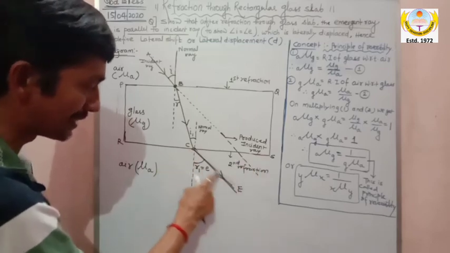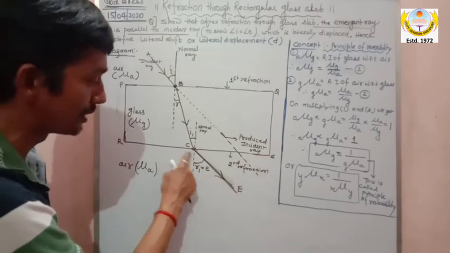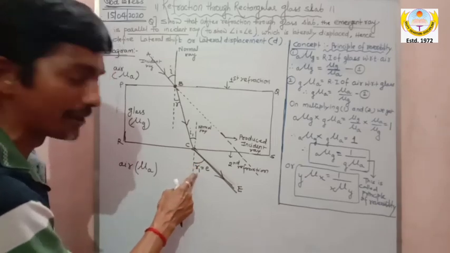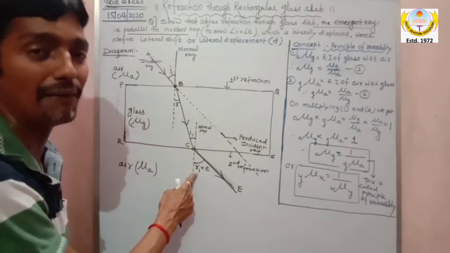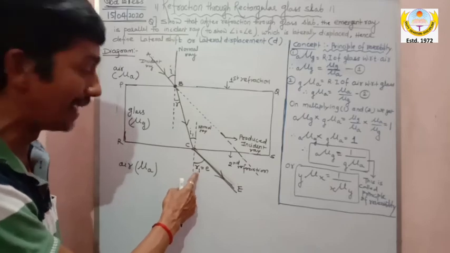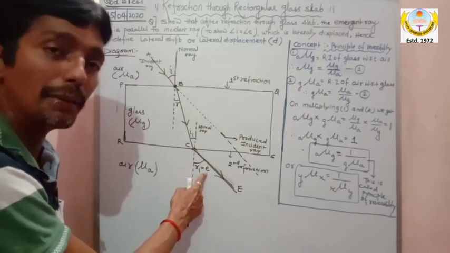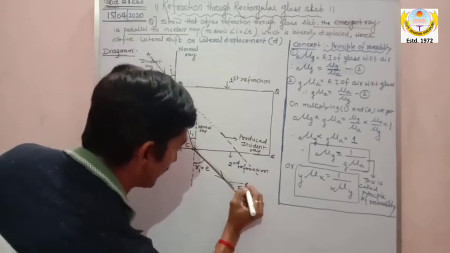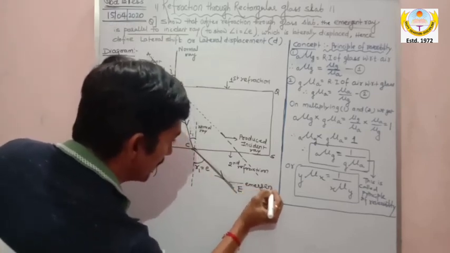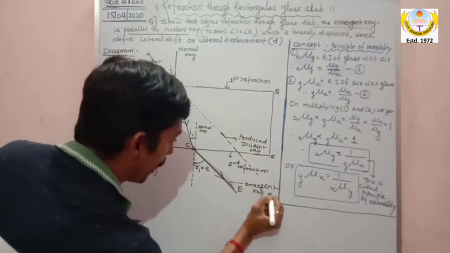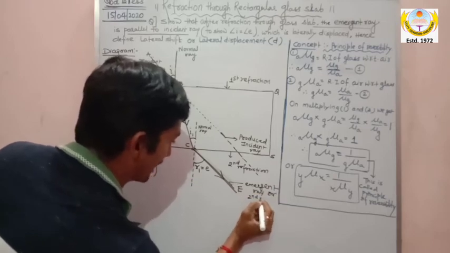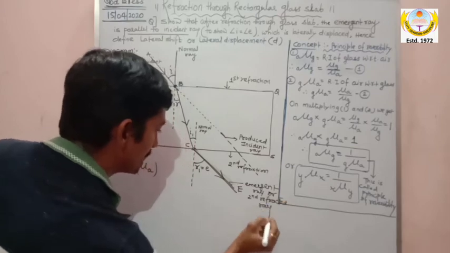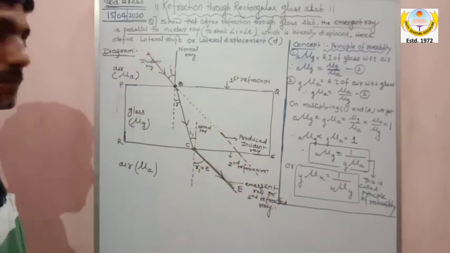RS. This is the second refracted ray, that is called CE, and therefore this angle is also denoted by R only, but I will write R1, and this angle is also called emergent angle, because this ray is also called emergent ray or second refracted ray. I hope yahan tak clear.